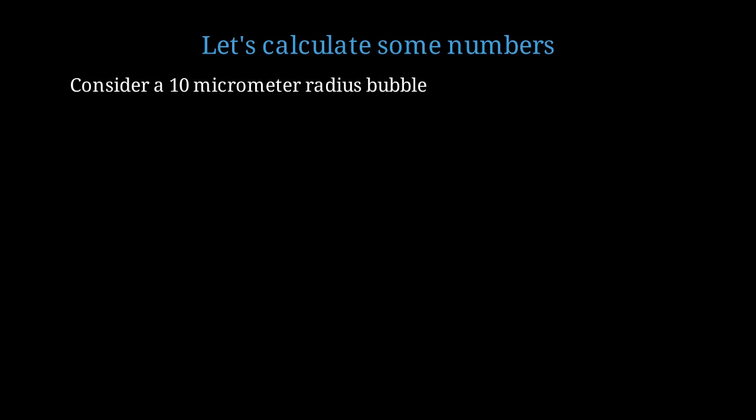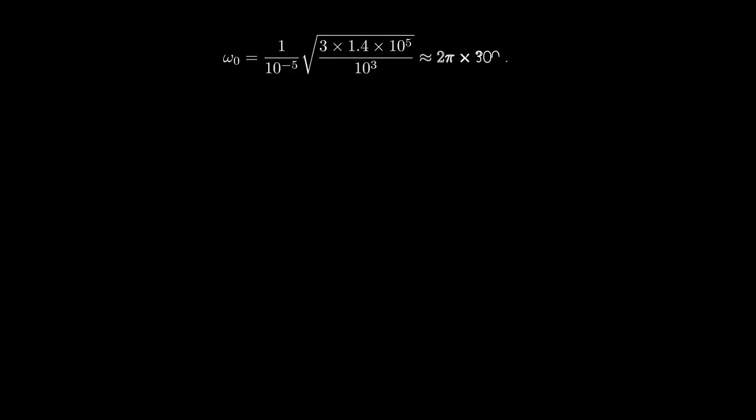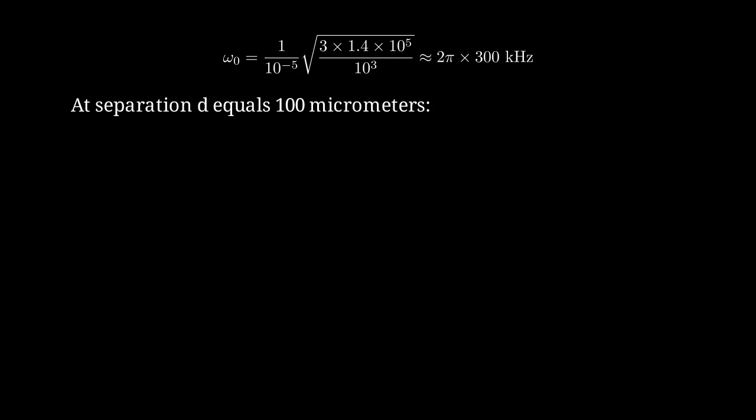Let's put in some realistic numbers to see when these secondary forces become important. Let's consider a bubble with radius 10 micrometers. That's 0.01 millimeters. R0 equals 10 times 10 to the negative 6 meters. Its resonance frequency is approximately 2 pi times 300 kilohertz. That's in the ultrasonic range. Now let's say two such bubbles are separated by 100 micrometers, which is 10 times their radius.